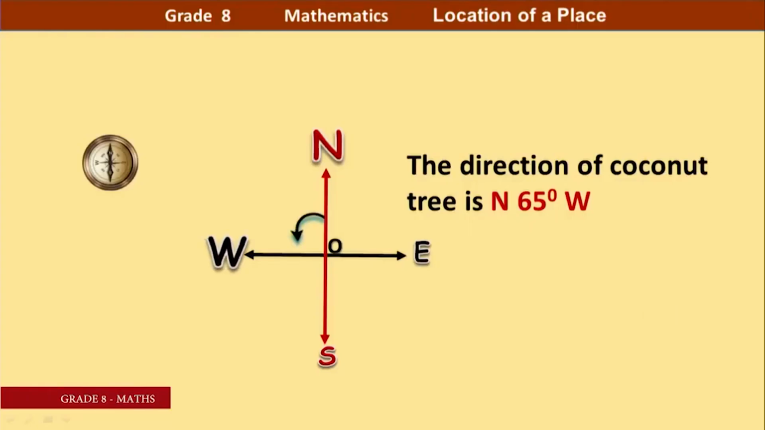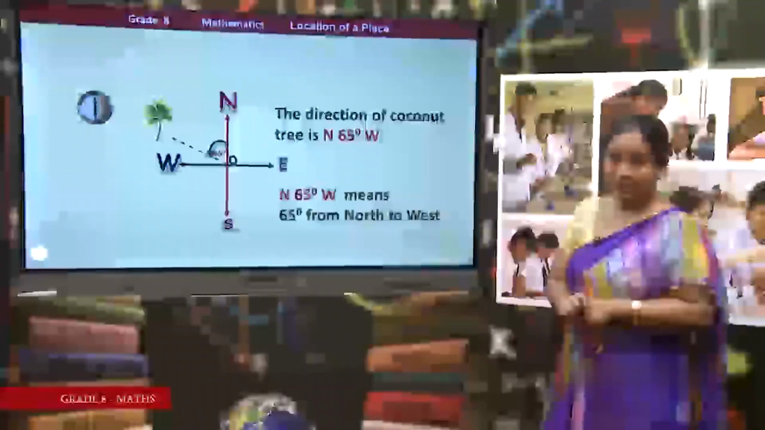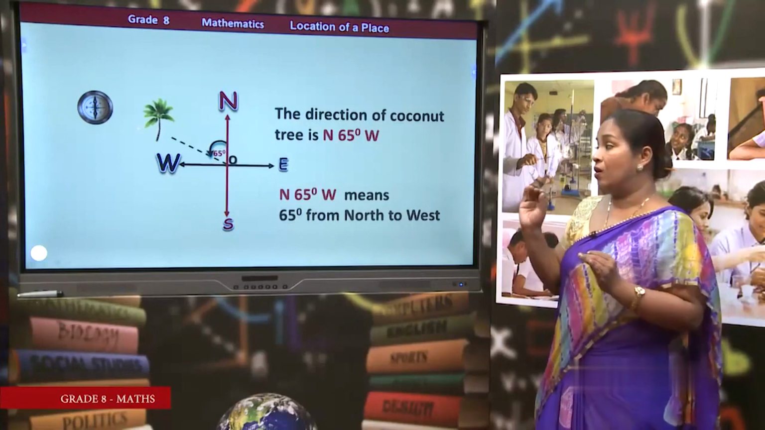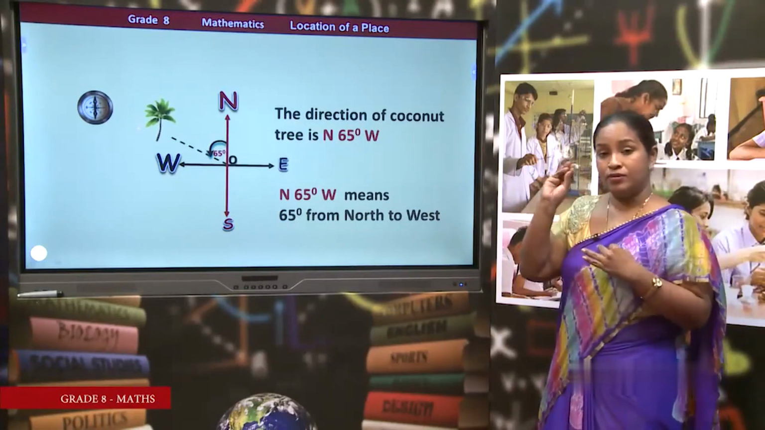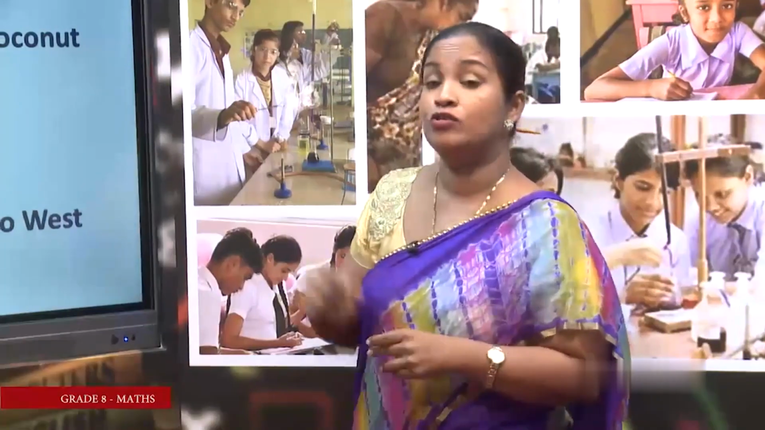So, it is in between north and west. The angle starts from the north direction. The magnitude of the angle is 65 degrees. Good. So, we draw the line. Oh, there is the coconut tree. So, we can say this as coconut tree, its direction 65 degrees from north to west. Is that clear? So, in all the cases we measure the angle starting from either north or south directions. It's very important because the priority is given to north and south.